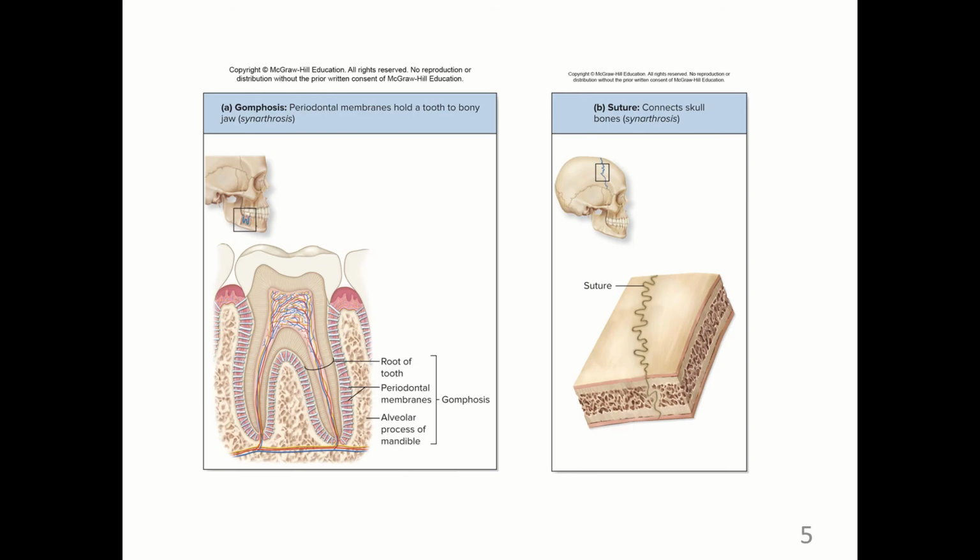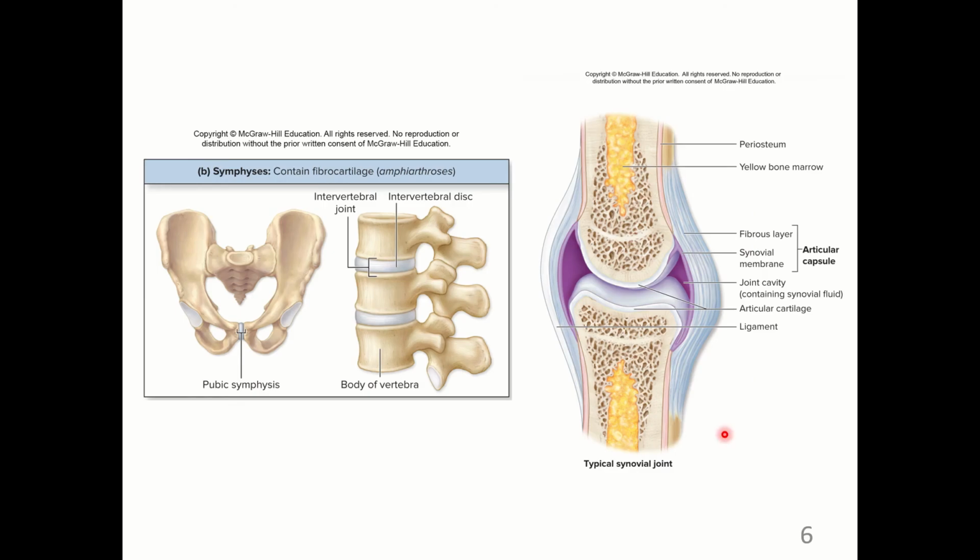This illustration shows the fibrous joints: gomphoses in the teeth, holding your teeth in place in the skull, and the sutures, holding the cranial and facial bones together. The cartilaginous joints include the intervertebral discs and the pubic symphysis. They resist compression in weight-bearing areas. The synovial joint contains a joint cavity filled with synovial fluid. This is found in all freely movable joints.